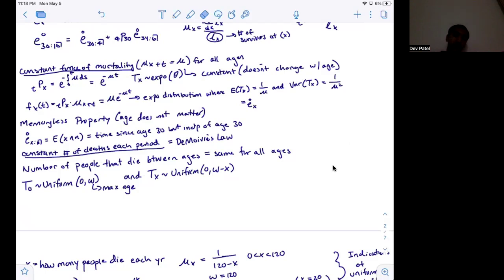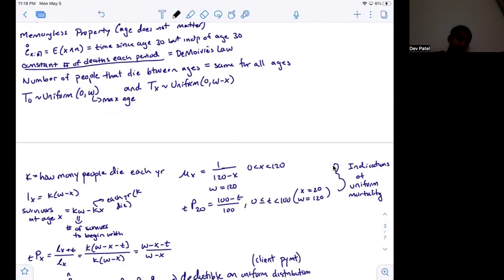Same for the uniform distribution of deaths. The number of deaths from age x to x plus 1 is going to be the same as the number of deaths from age x plus 2 to x plus 3, and so on. So we have this uniform distribution of deaths. The number of people that die between the ages is the same for all of the ages. And so we can represent this as a uniform distribution from 0 to w minus x, where w is the representation of the max number of years that the individual can live.